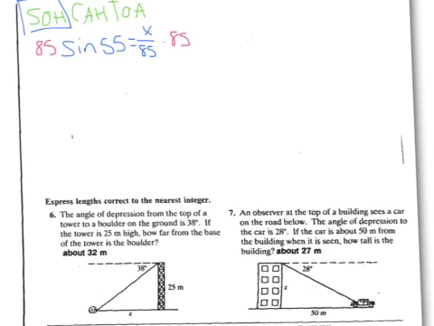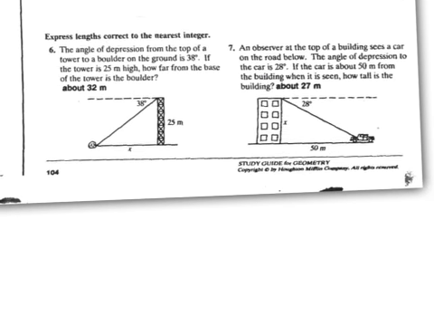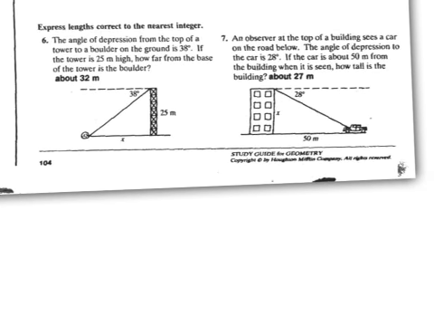For the bottom section, questions number 6 and 7, let's do question number 7. An observer at the top of a building sees a car on the road below. The angle of depression to the car is 28. What we do know is that this line right here and this line right here are parallel to each other. So if this angle is 28, this angle right here also has to be 28 because they are alternate interior angles. So they're both going to be equal to each other. If the car is about 50 meters from the building, how tall is the building?